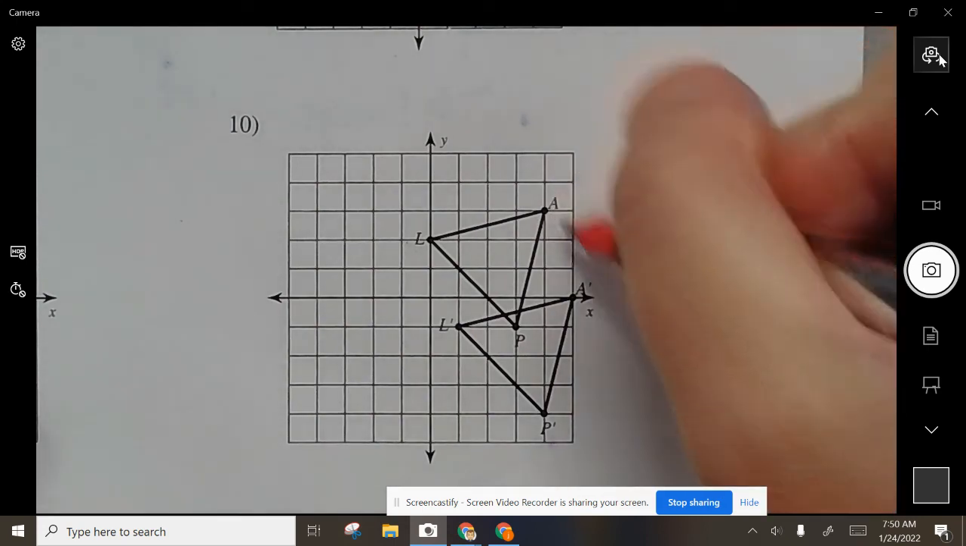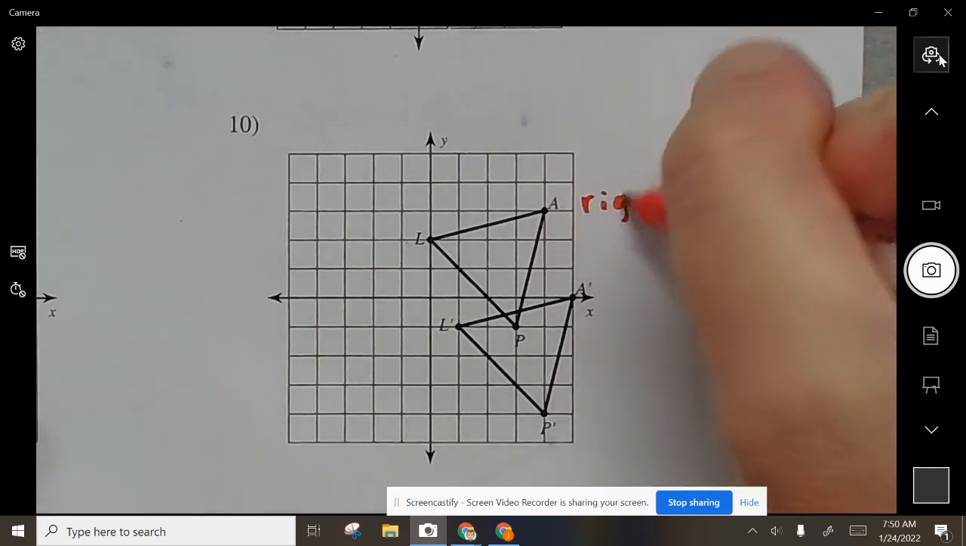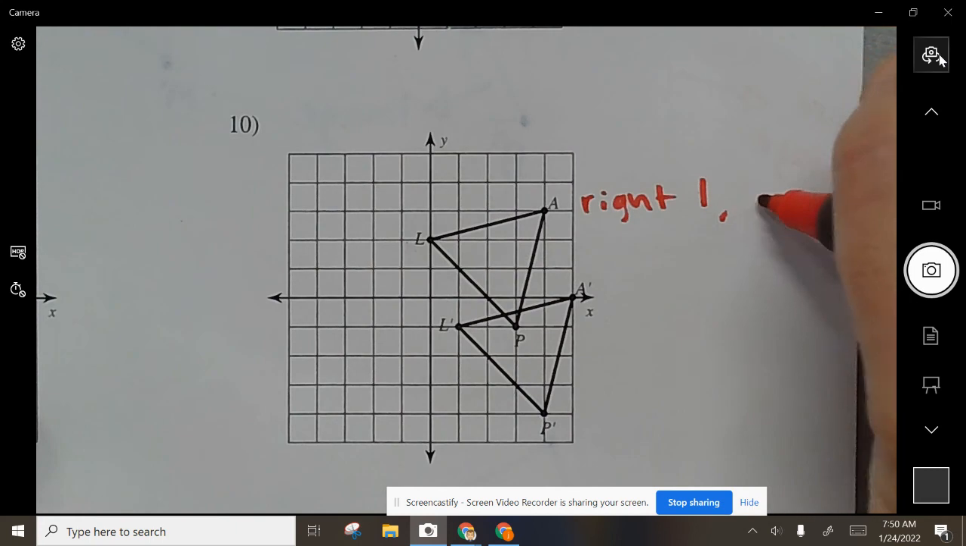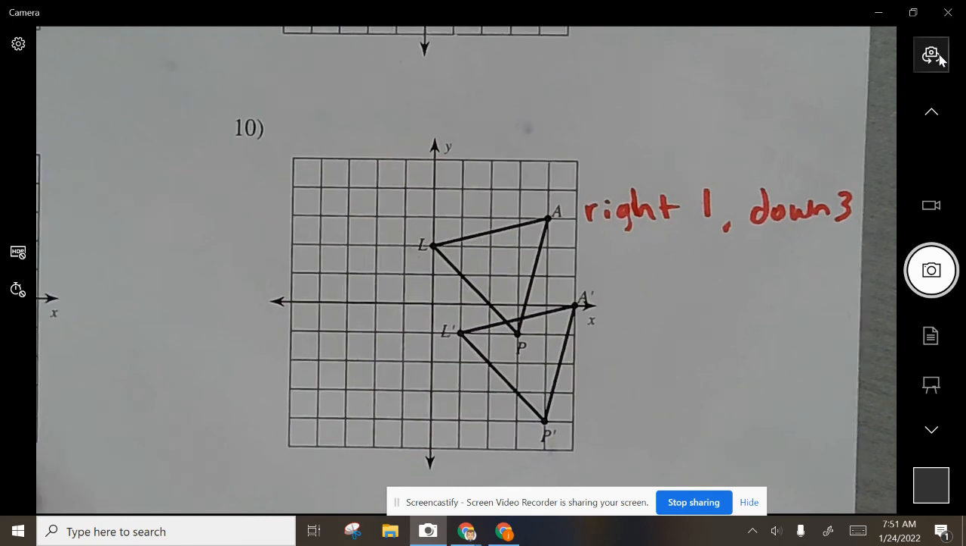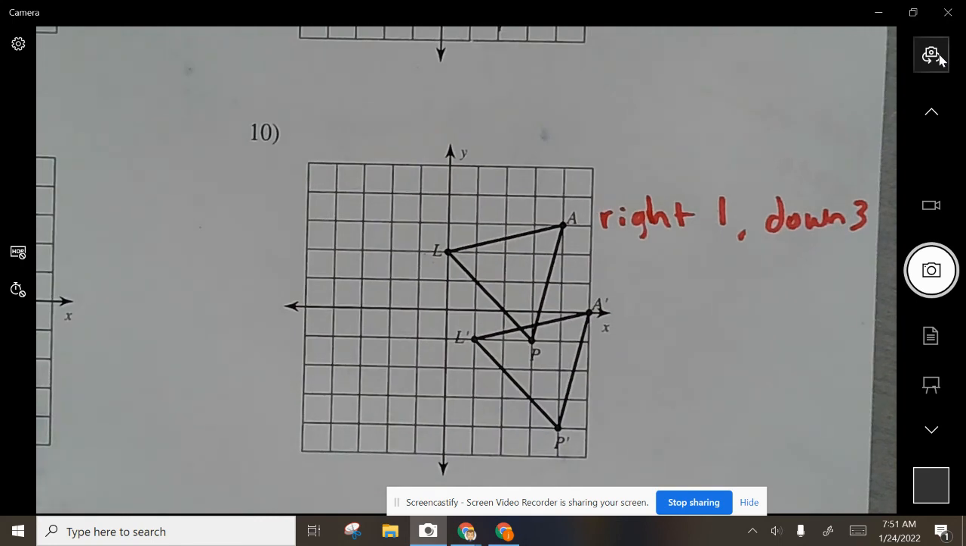This is from A to A prime. Right 1, down 3. And that's all you have to write. Right 1, down 3. Okay? We'll talk about the rules tomorrow. Don't worry about the rules yet. All right, now, awesome. At this point, let's go back to the Desmos.